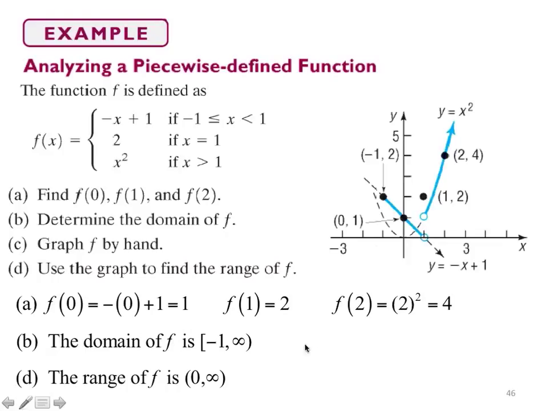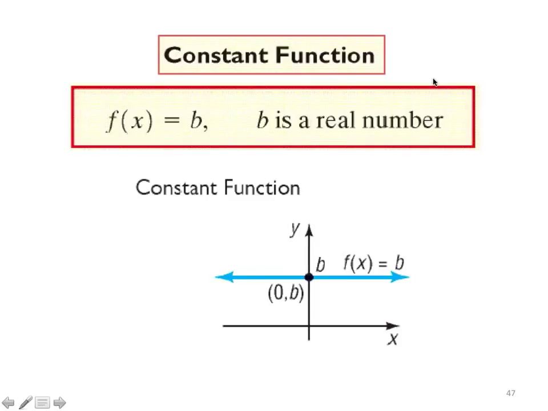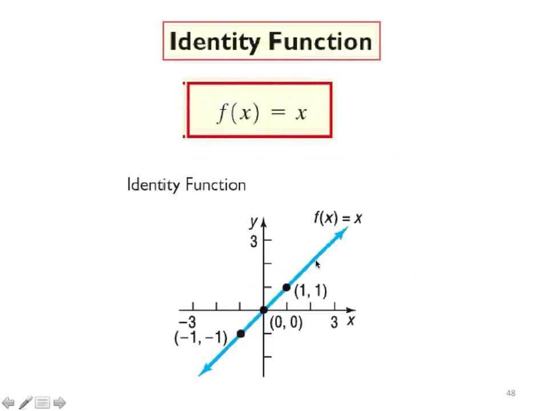And then the range is going to be all the y values. So if you look at the smallest y value you have, it's going to be 0, not included, up to infinity. Now, I'm going to just go through these functions that we have. A constant function is just a horizontal line that goes through whatever number you're talking about. So for example, if I had f of x equals 3, that would just be the equation f of x equals 3, or we could say y equals 3, and it would just go right through my y-axis at this point.